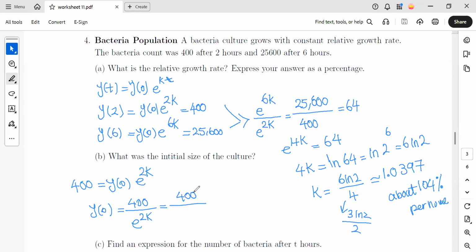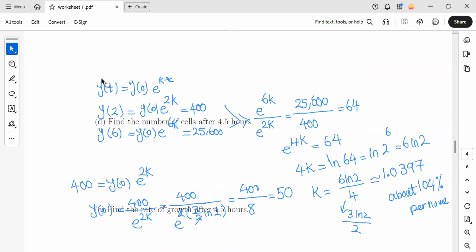It will be 400 over e to the power 2 times 3 over 2 ln of 2. So it will be 400 divided by e to the power ln of 2, and the 2s cancel, so e to the power ln of 2 will be 2. So altogether it will be 400 divided by 8, and the answer is 50. So we know that the initial size is 50. We would use it in the next part.